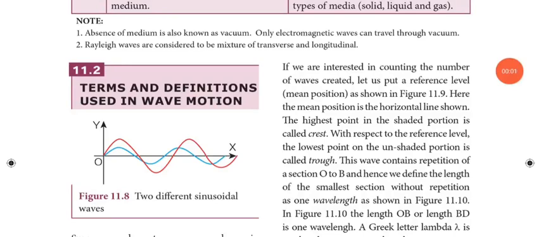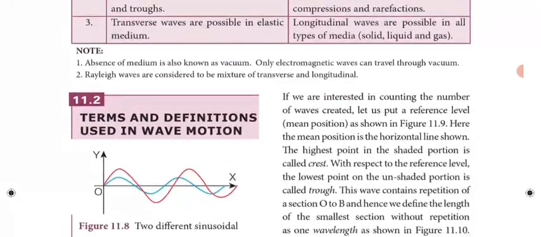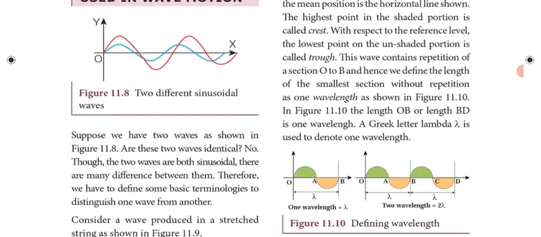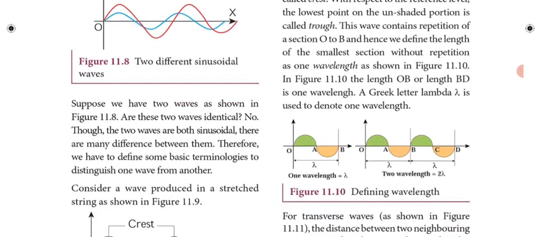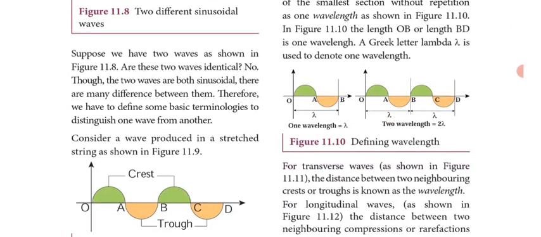Students, in the last class we discussed up to the comparison of transverse waves and longitudinal waves. Today we are going to discuss the terms and definitions used in wave motion. Two different sinusoidal waves are given in this diagram. Along the x and y axes, suppose we have these two waves.